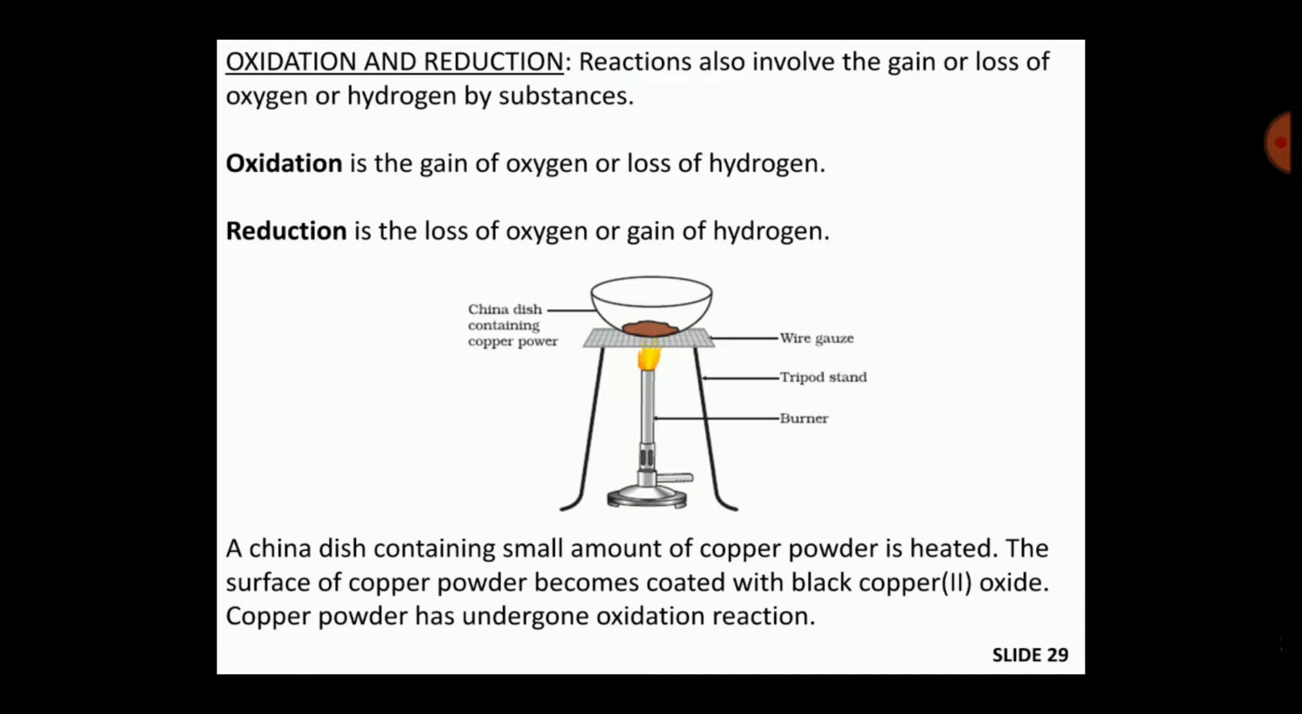A china dish containing small amount of copper powder is heated. The surface of copper powder becomes coated with black copper II oxide. Here, copper powder has undergone oxidation reaction. Can you write the word equation for this reaction?